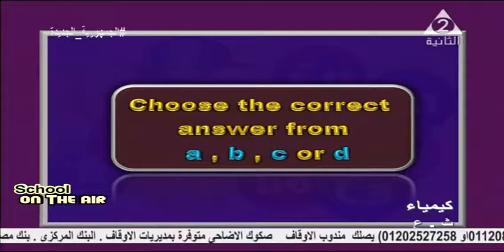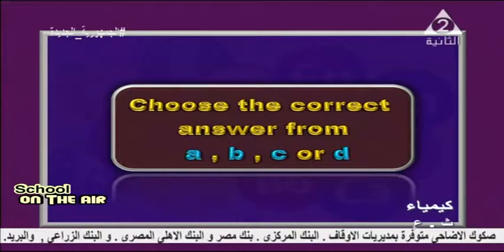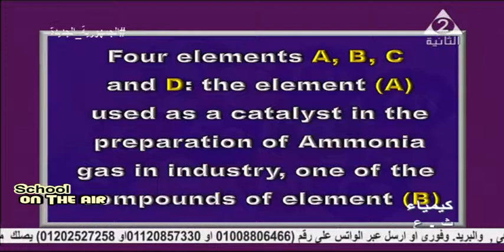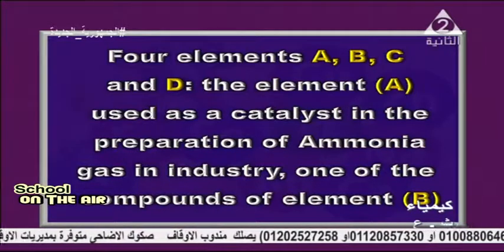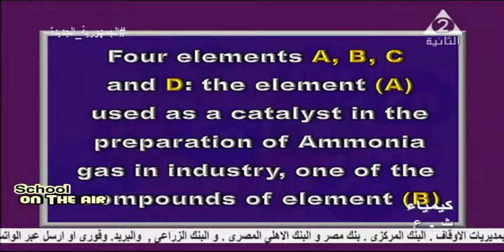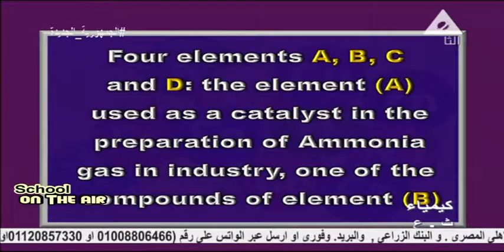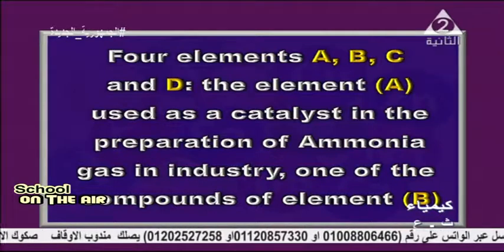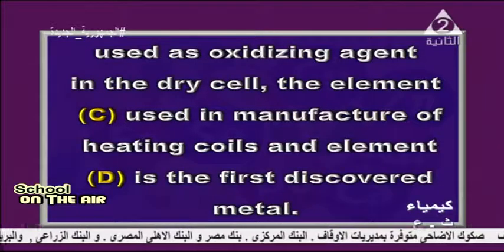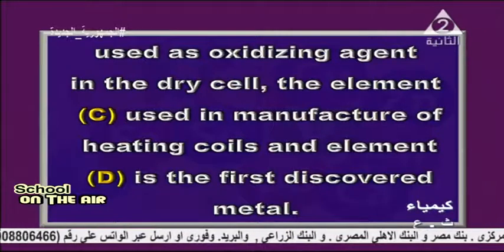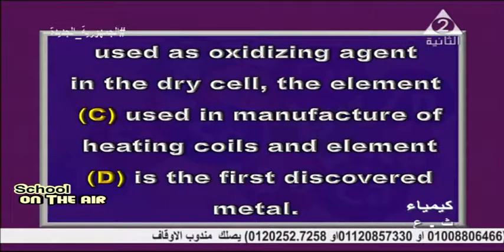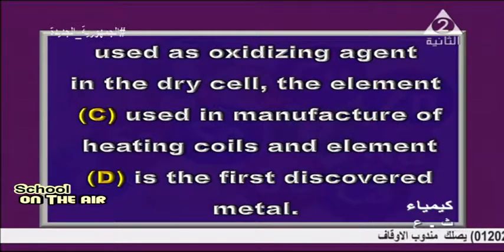First, choose the correct answer from A, B, C, or D. This is multi-choice, which means you must concentrate. The first question: 4 elements A, B, C, and D. The element A is used as a catalyst. Do you know catalyst? Concentrate on this. It is used in the preparation of ammonia gas in industry. One of the compounds of the element B is used as an oxidizing agent in the dry cell. But the element C is used in the manufacture of heating coil, and the element D is the first discovered metal.